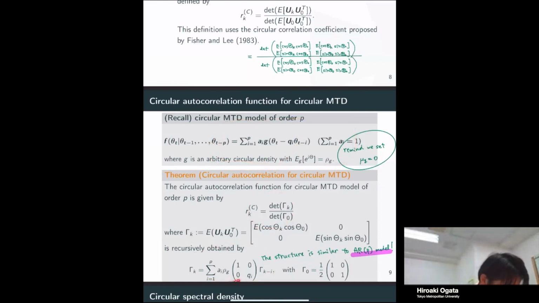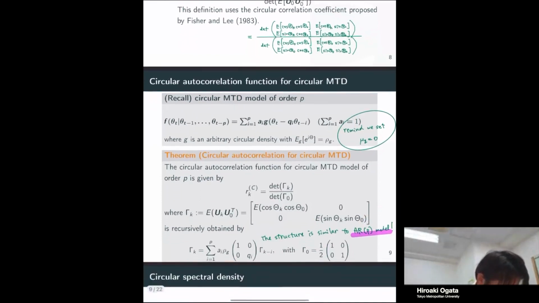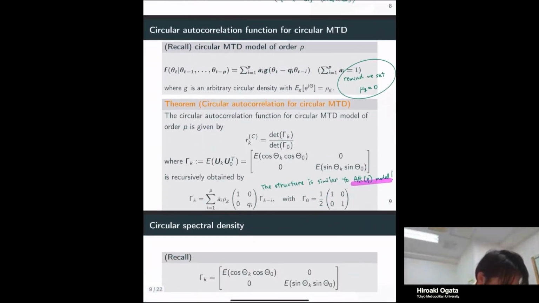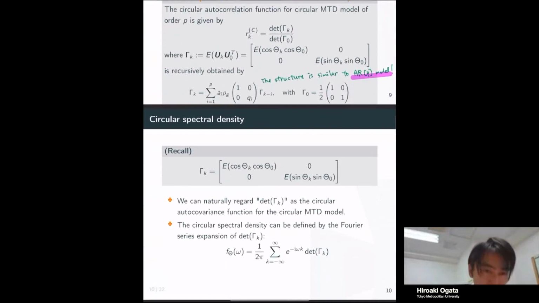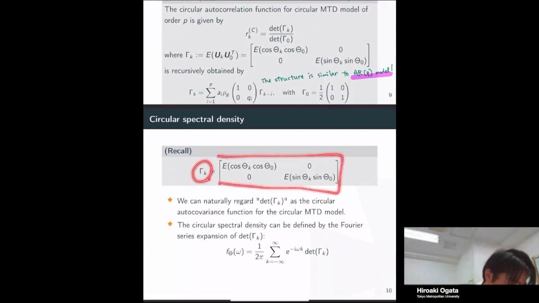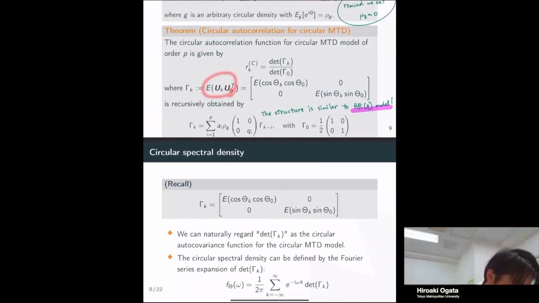Looking at this relationship, the structure is very similar to the usual AR(p) model. So this is the autocorrelation function for the MTD model. And next, we want to consider the circular spectral density. Recall Γ_k is this one. Looking at this equation, this is the circular autocorrelation function.